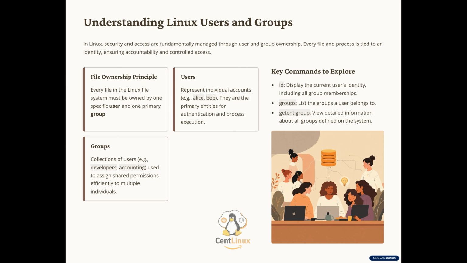A few fundamental commands help you inspect these identities. id displays the current user's UID, GID, and all group memberships. groups lists the groups a user belongs to. getent group retrieves all groups defined on the system, including their members.